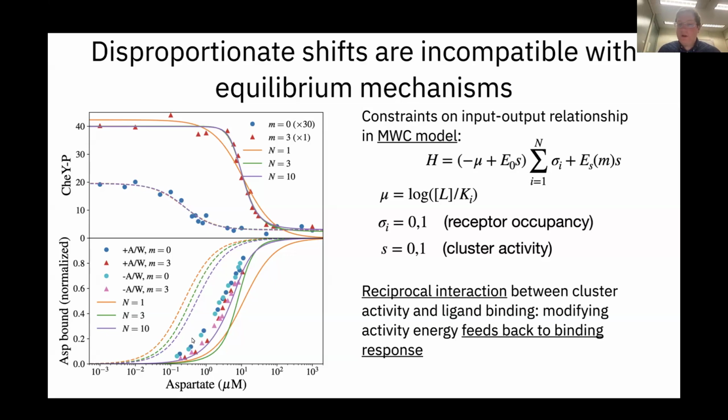The intuition behind what's going on here is that because this model is equilibrium, there's a reciprocal relationship between the downstream QIP response and the upstream binding response. So if we modify this energy via methylation by a dramatic amount that dramatically shifts this response across such a wide range, it feeds back through this interaction term to the binding response and shifts these curves across a similarly wide range. So that's the intuition for why this model, and also a broader class of equilibrium models, can't capture this input-output relationship.